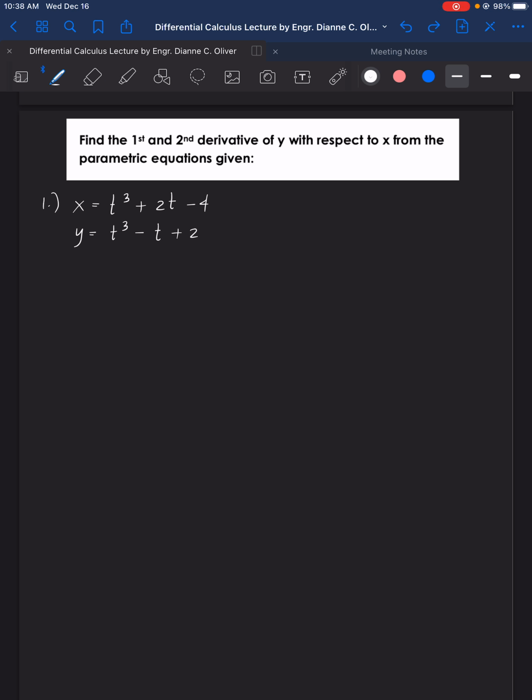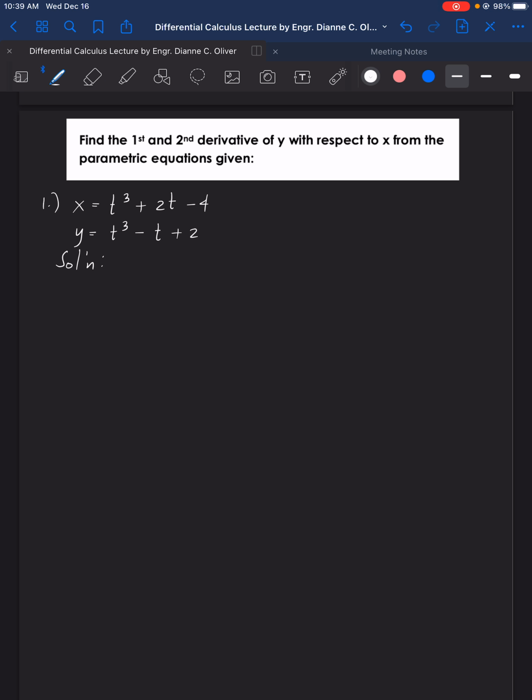Now, here you can observe we have three variables. We have x, y, and t. But we are only looking for dy over dx. So we will remove the parameter t. So we will be removing that by doing some steps which I will show you in this video. So let's solve for number 1.